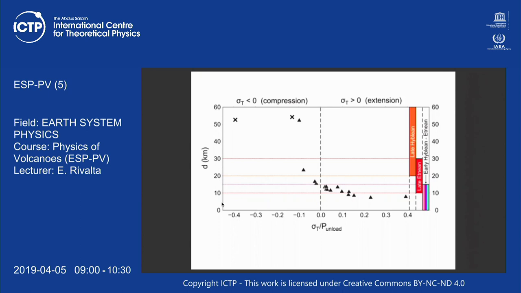This figure here shows that the ratio between tectonic extension and the pressure of loading or unloading is actually what controls the curvature of these trajectories and therefore how far they go. Also, if it goes from extension to compression, they also go flipped. So in this figure, you see that if tectonic stress is very low, then you are here.